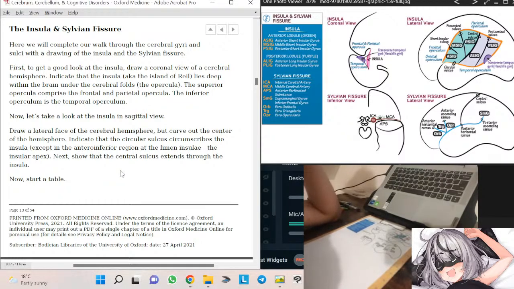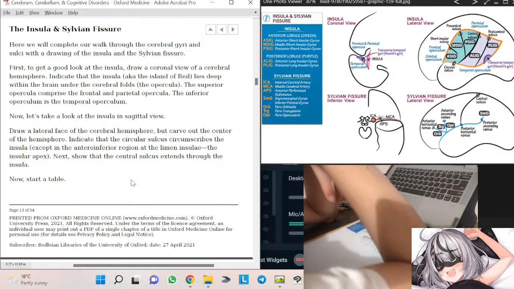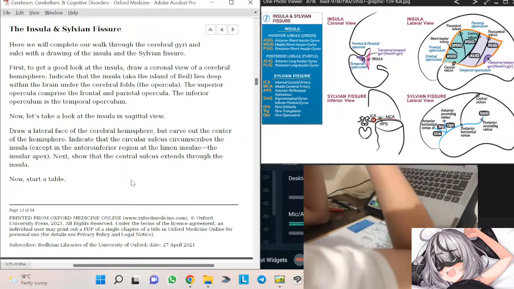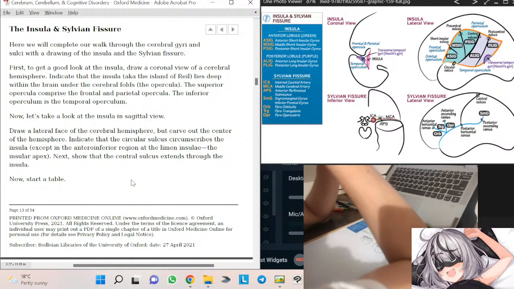Next, show that the central sulcus extends through the insula, but carve out the center of the hemisphere. Indicate the circular sulcus circumscribes the insula. Oh, okay. I get it. I understand. Okay. Circumscribes the insula.